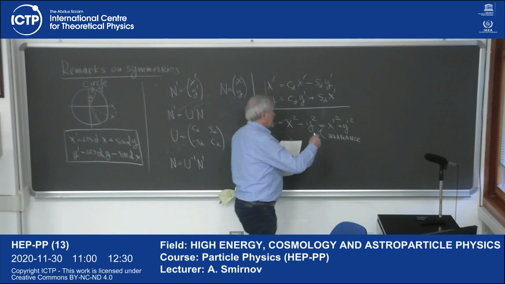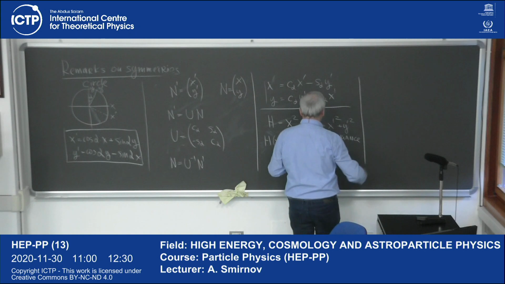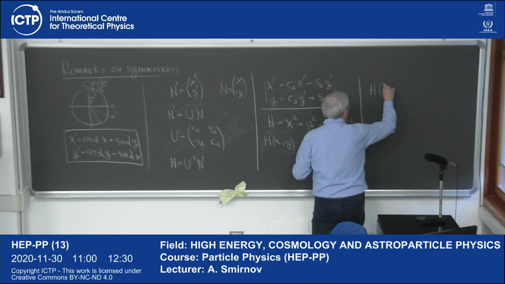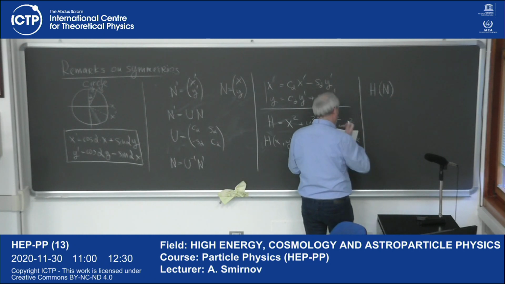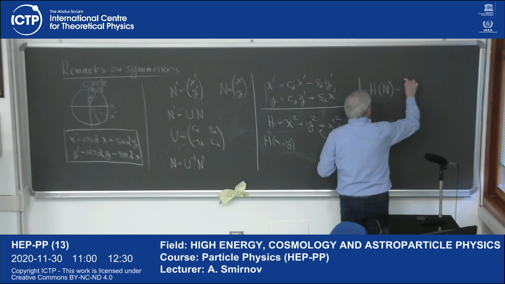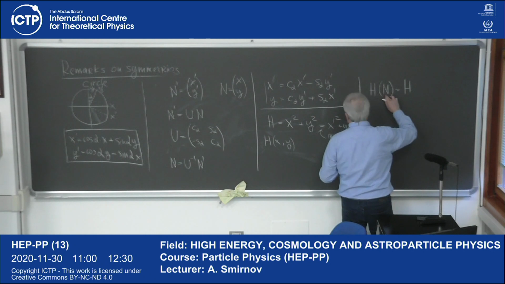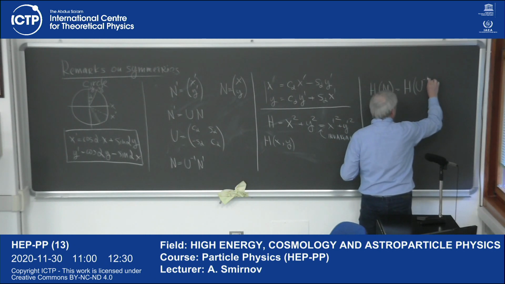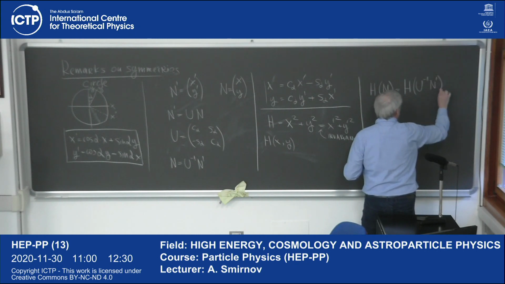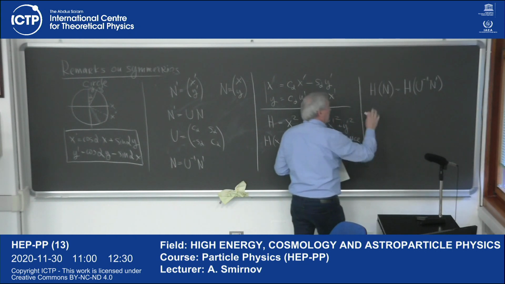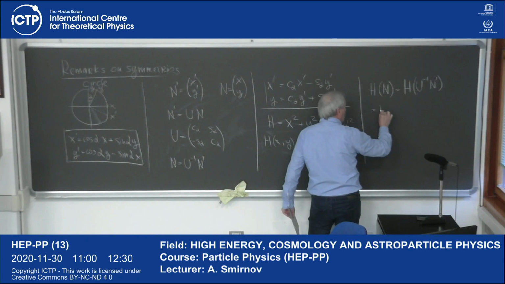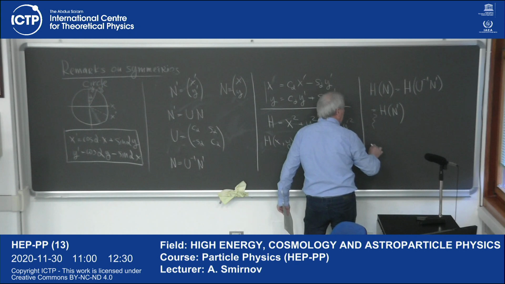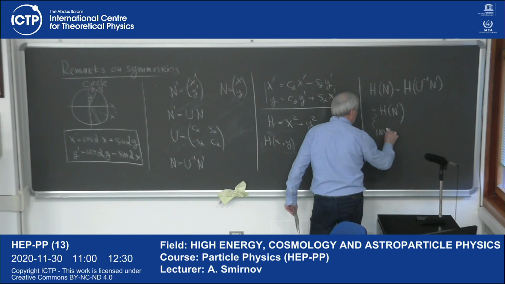And remember what we did precisely, like this. So we took the Hamiltonian as a function of n, or functional. Then we put here, instead of n, its expression in terms of n prime. And then I said that if this can be reduced to H of n prime, then we are saying that this is invariance.